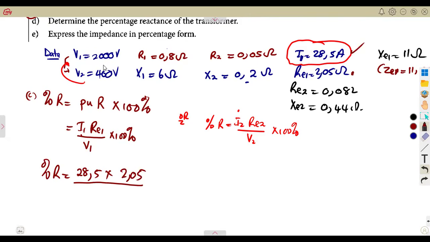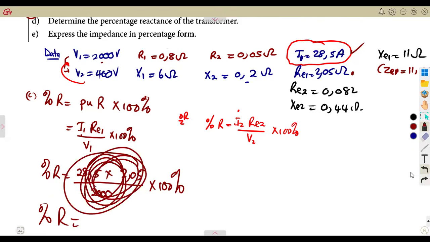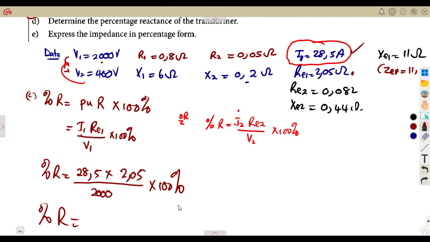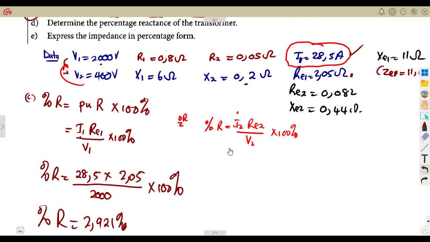Everything over V1, we have got our voltage at the primary side, 2000, times 100% for us to obtain percentage resistance per unit resistance. This one, it's per unit resistance times what? 100%. We now have percentage resistance. So that was the idea there. It's going to be 2,921%. So we have got that as a percentage.